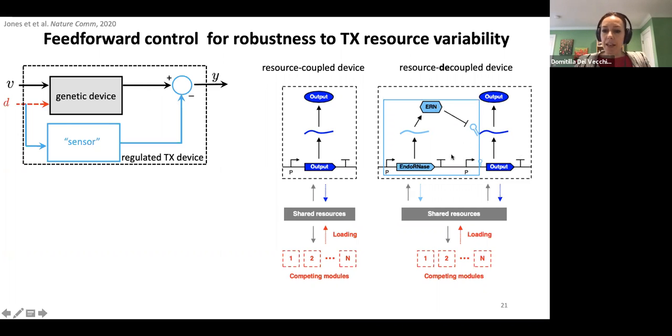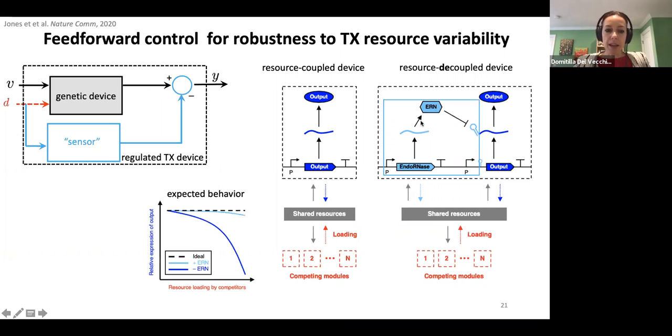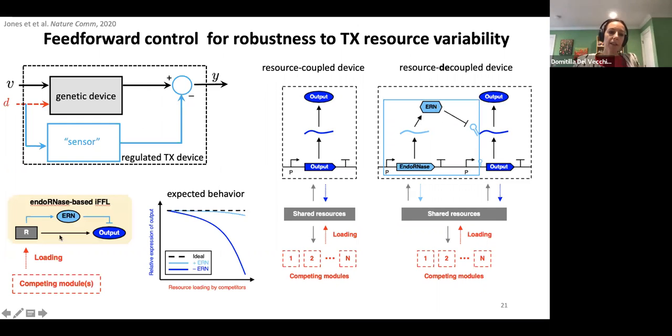So you can see here that the resources, being either transcriptional or translational, come in both paths. What you should expect is that once you are activating competing modules that apply this loading on ribosomes, resources go down, but then the ERN expression goes down, so the output is de-repressed. And this de-repression should compensate for the drop in resources through this path.